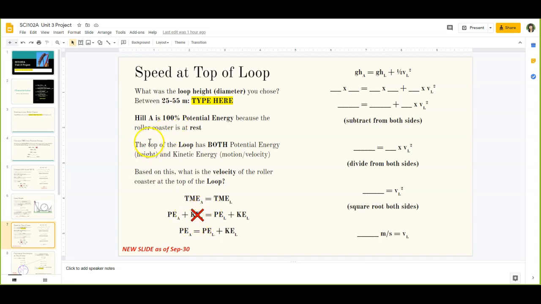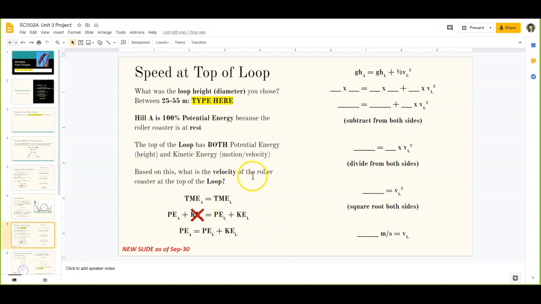don't need it. The top of the loop, on the other hand, the loop is much shorter than the hill, and therefore it's going to actually have both potential energy from some height, as well as that remaining energy will have to be kinetic energy, meaning the roller coaster is moving. It has motion as it goes around the loop. So based on this, we know that potential energy of the loop plus kinetic energy of the loop is the other side of our equation.